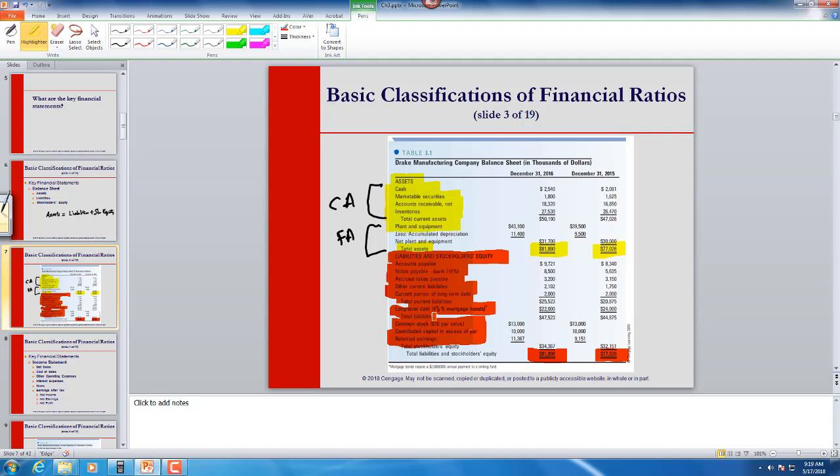When you look at this, it creates a picture for you. For example, you can look at how much cash went up by, how much marketable securities went up by, how much total current assets went up by, and so on. We are going to be looking at all this stuff.